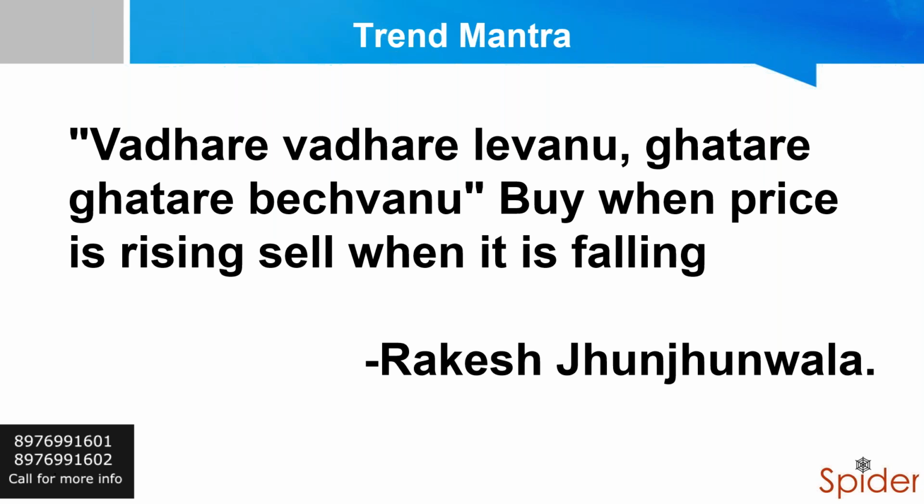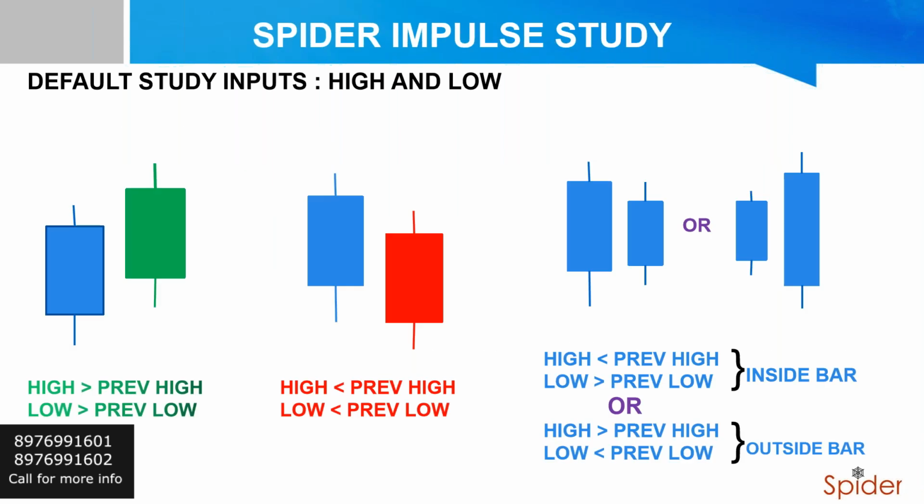This is the trend mantra. If we want to take a profitable trade or focus on the trend, then the trend mantra is "વધારે વધારે લેવાનું, ઘટારે ઘટારે બેચવાનું." That means buy when price is rising and sell when price is falling. So how do we define the point where price will start rising and the point where price will start falling? Based on that, we have designed this Spider impulse system.